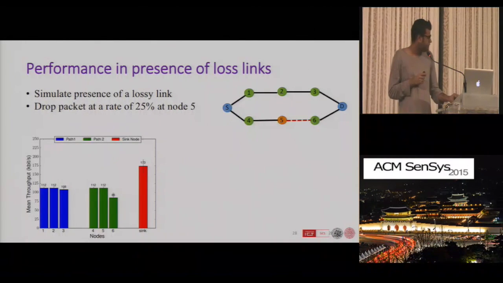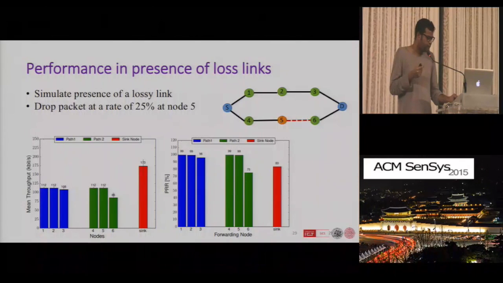So what we observe is that the throughput is affected by the presence of this lossy link. The mean throughput is about 173 kilobits that we observe at the sink. And when the packets are dropped between node 5 and 6, the throughput also suffers at node 6. This, as opposed to a mean throughput that we saw in the earlier slide of 200 kilobits per second, is affected by the presence of the lossy link.